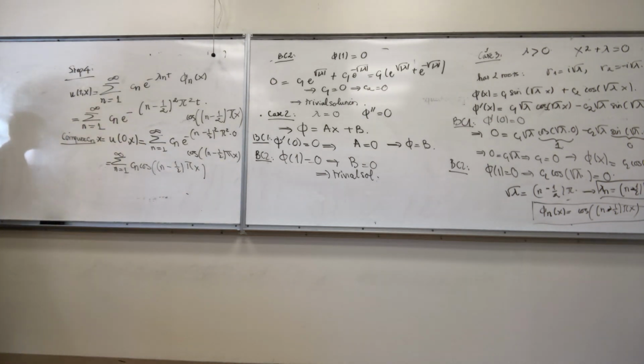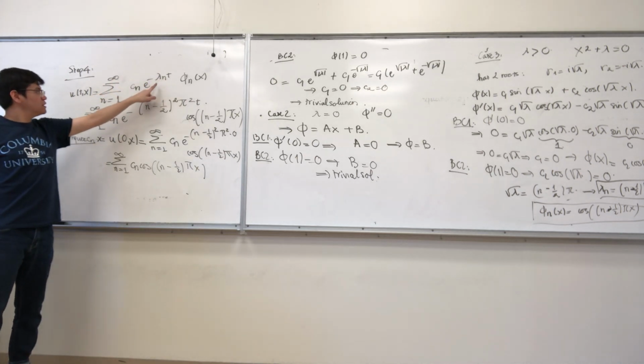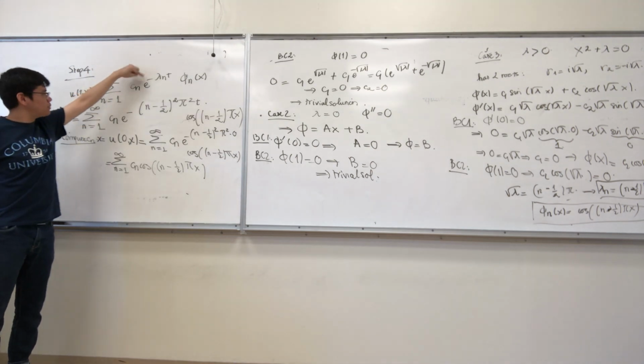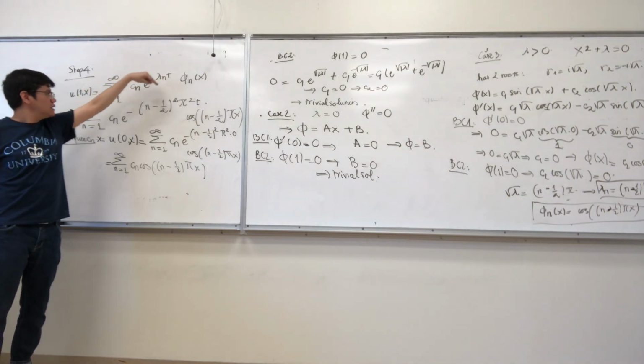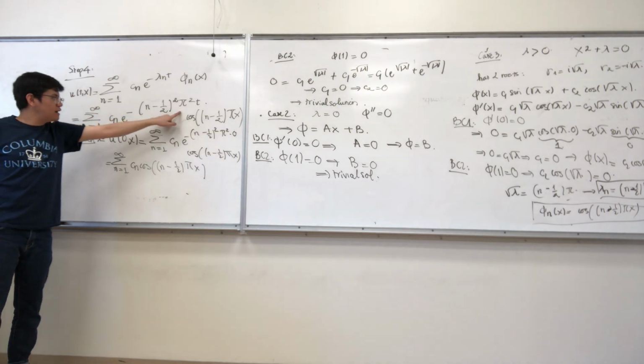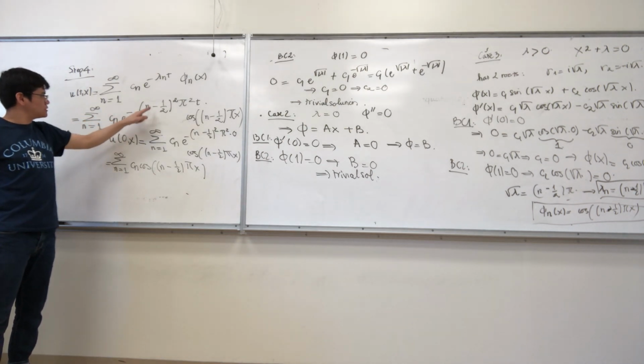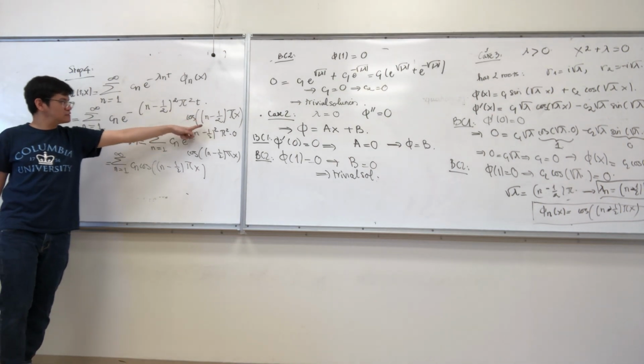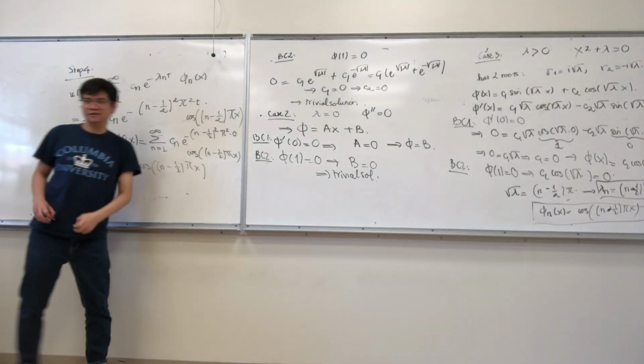Alright? Is it clear? So I explain again. In this formula, this is the general formula for the solution. So this is Cn e to the power minus lambda n t phi n. So this is e to the power minus (n minus 1/2) squared pi squared t cosine of (n minus 1/2) pi x. Right?